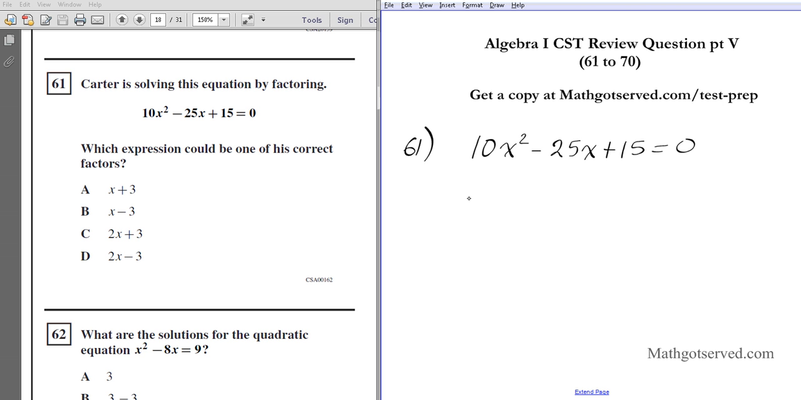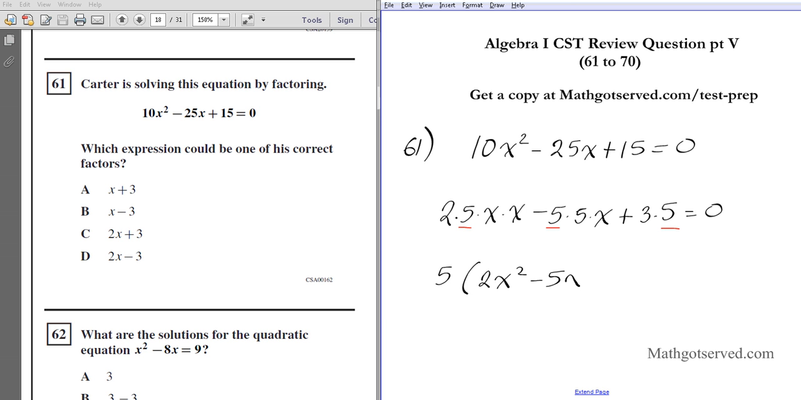All right, so 10 can be written as 2 times 5 times x, 25 can be written as 5 times 5 times x, and 15 can be written as 3 times 5. Okay, now what can I factor out of all these three terms? You notice that 5 is common, so I can factor out a 5 from all three terms. We have 5 times, and I'm going to assemble the factors I have remaining, 2x squared minus 5x plus 3 equals 0.